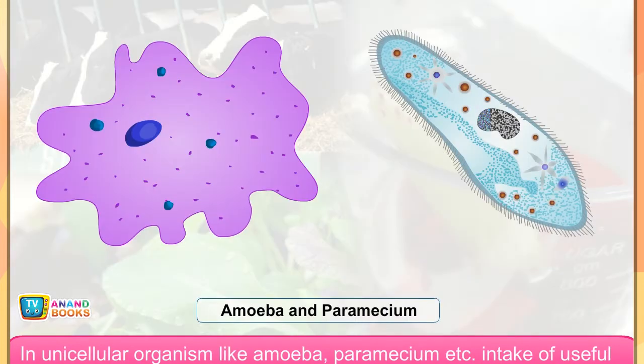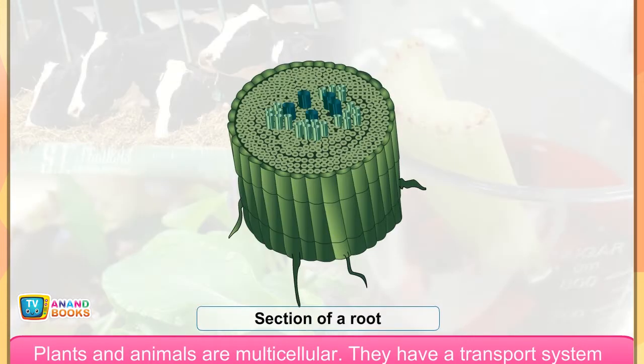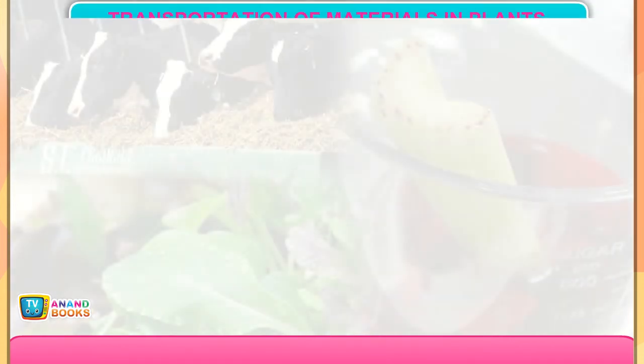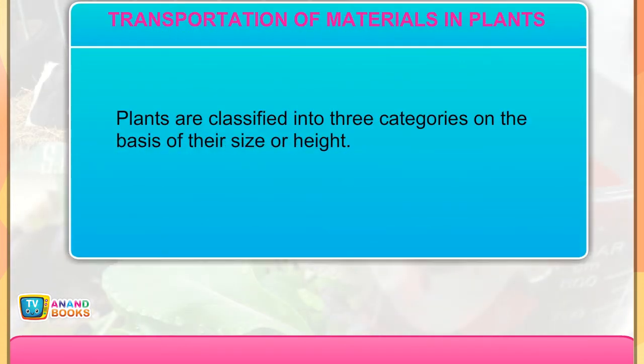In unicellular organisms like amoeba, paramecium, etc., intake of useful substances and removal of waste materials occur across the surface. Plants and animals are multicellular. They have a transport system to carry useful substances to every cell of the body and also to remove the waste material produced. Transportation of materials in plants.